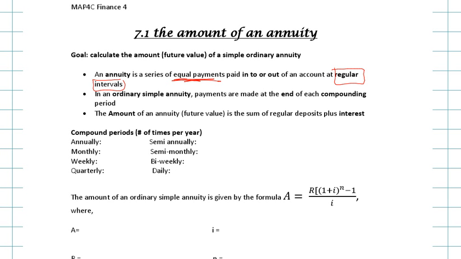In an ordinary simple annuity, payments are made at the end of each compounding period. So if it's compounding bi-weekly, at the end of every 2 weeks you make your payment. The first 2 weeks, at the end of that, you make your payment. Another 2 weeks, at the end of that, you make your payment. This is what we are going to do in this course. It's called an ordinary simple annuity. Yes, but there are other ones that are not ordinary simple, where they don't make the payments at the end of the 2 weeks, or at the end of the period.